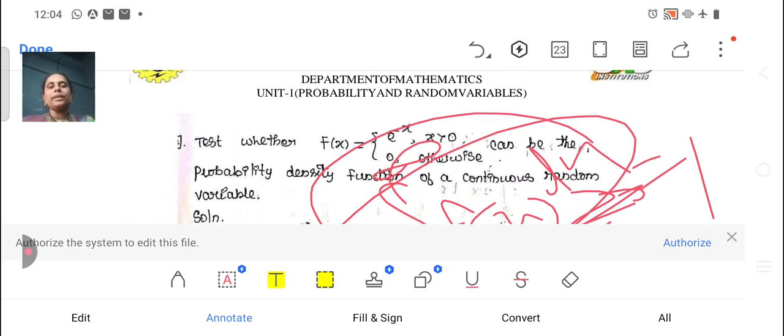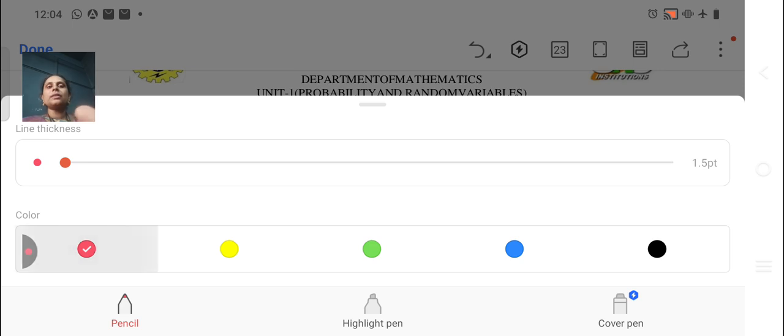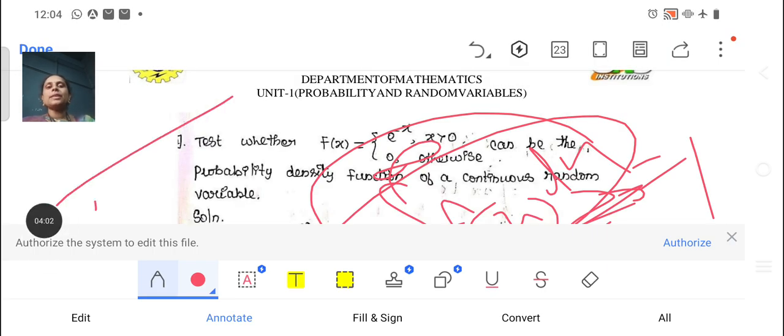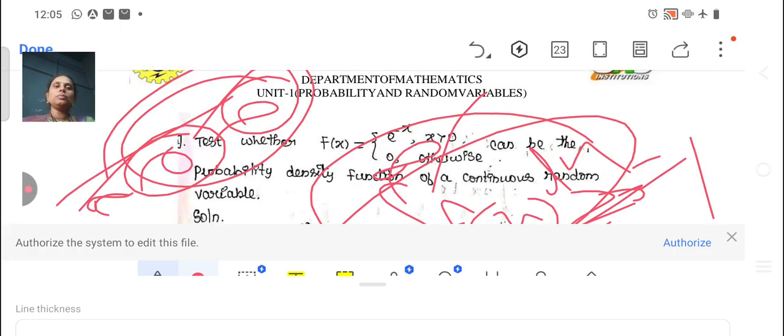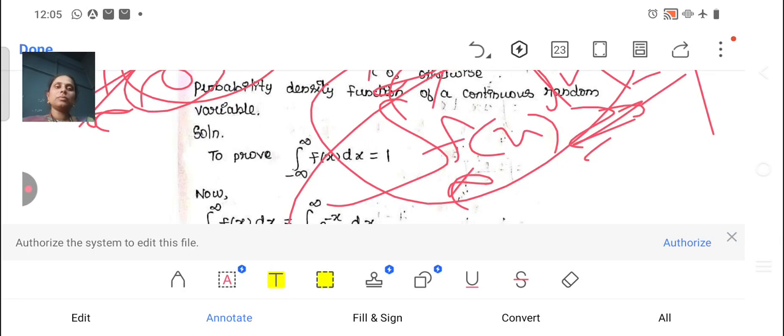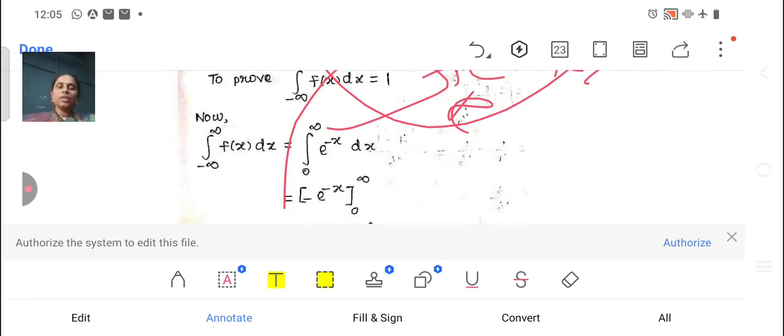So in this line, a common line is minus infinity to infinity. Here x is greater than 0, so this is the lower limit and this is the upper limit. For this problem we are taking f(x) equal to e power minus x. Here the integral from minus infinity to infinity of f(x) dx equals the integral from 0 to infinity of e power minus x dx.